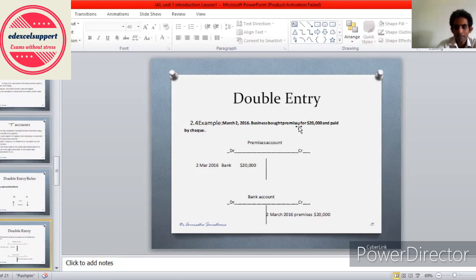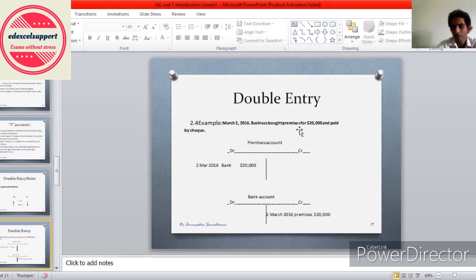So we bought a premises. Premises is one account. And we paid by check. So the bank will be involved, since we are paying by check. The other account is the bank account. So our two accounts will be the premises account and the bank account.